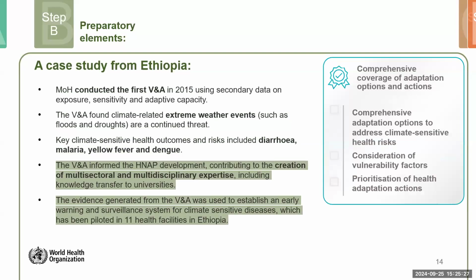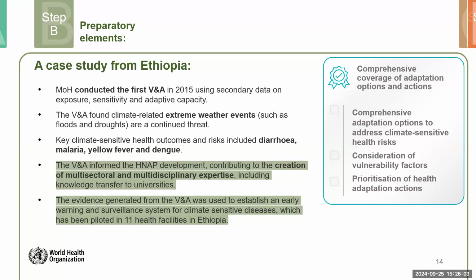Continuing with Ethiopia. As I said, the VNA informed the HNAP development, and that contributed to the creation of multi-sectoral and multidisciplinary expertise. So they had these groups, and that included knowledge transfer to universities. So it was a really comprehensive group that included persons from different disciplines. And the evidence generated from the VNA was used to establish an early warning and surveillance system for climate-sensitive diseases. That system has been piloted in 11 health facilities in Ethiopia.